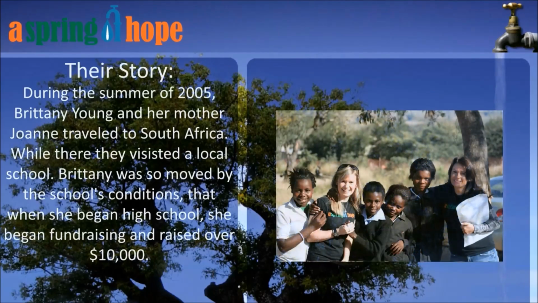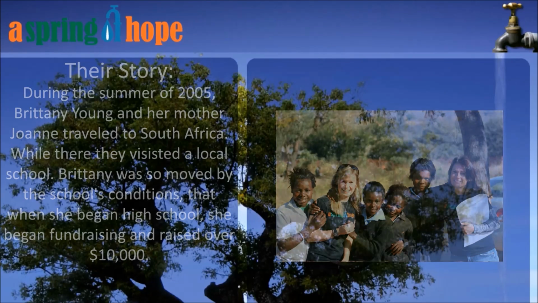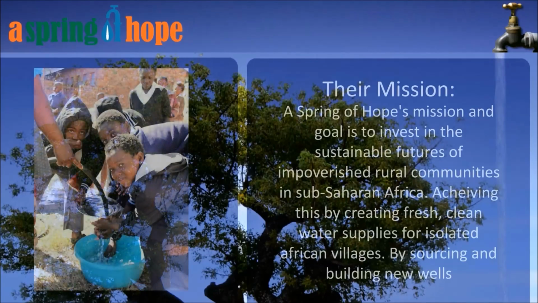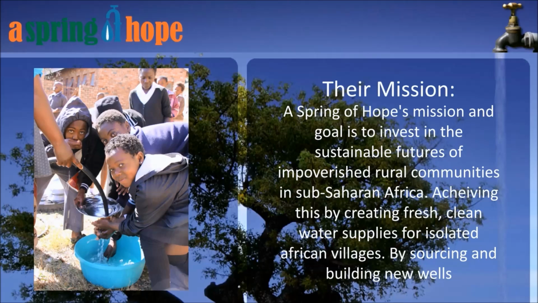The seeds of the Spring of Hope were first sown by Brittany when she first travelled to Africa in 2005 and witnessed the poverty firsthand. When she later returned to the US, she fundraised over $10,000 in aid. She decided the best way her money could help the poor, isolated Africans would be to create wells so they could have fresh water.